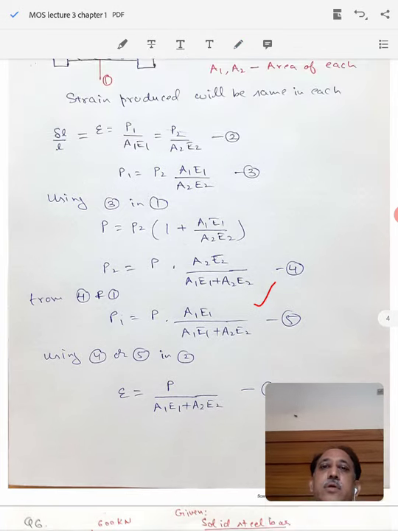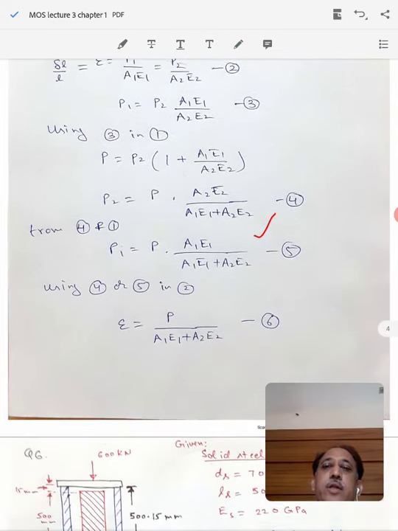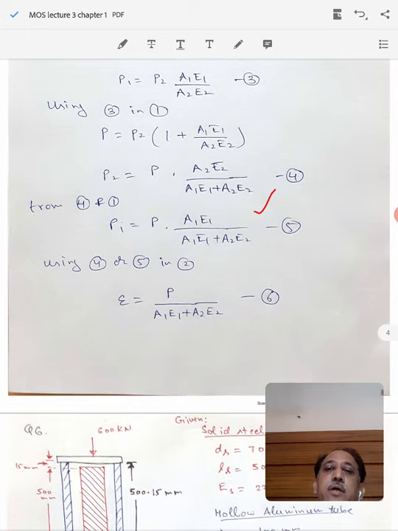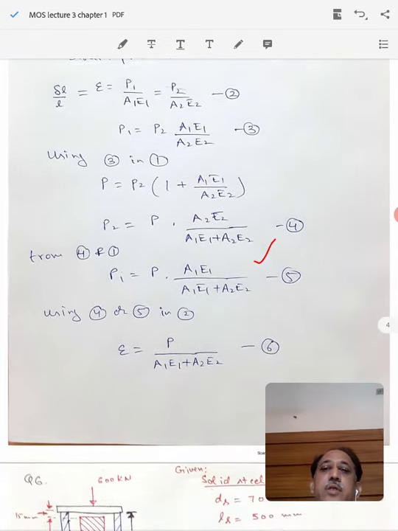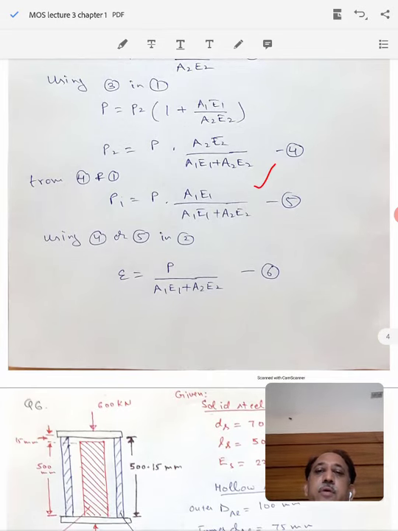So the equation 2 is there, and you can calculate the strain in the component. So strain in the component can be calculated using this formula. So here you have the load P value divided by A1 E1 plus A2 E2, that will provide you the net strain in the machine part.